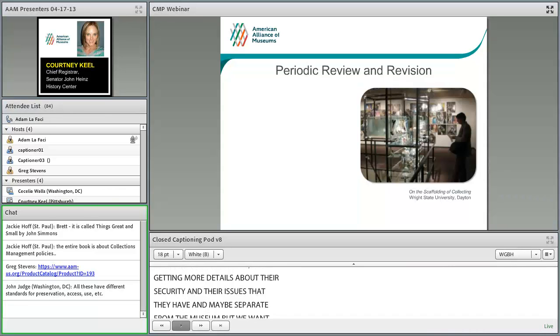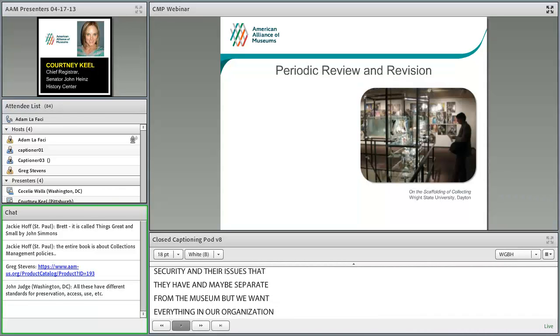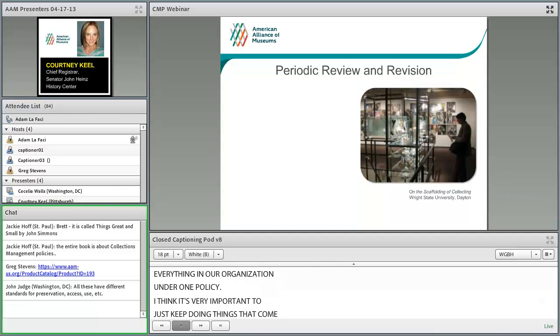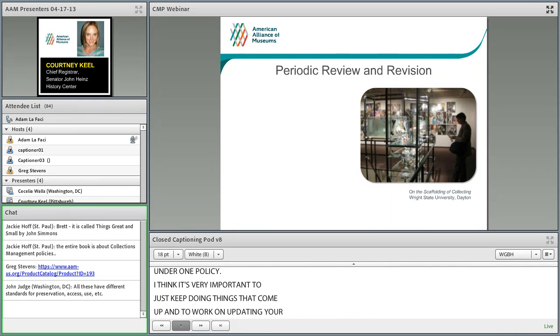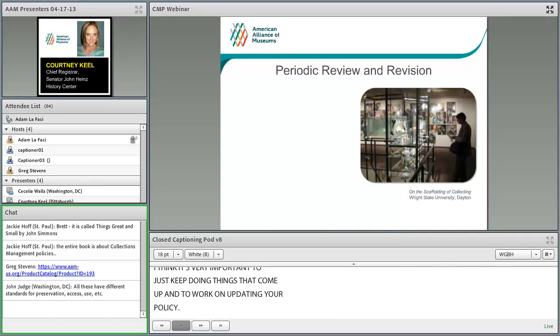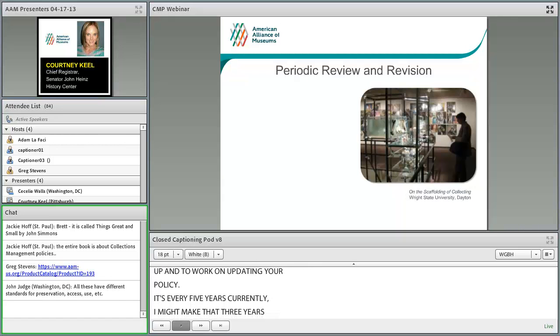But I think it's very important to keep notes when things come up, and to work on updating your policy whenever it fits for you. Ours is every 5 years currently. I might make that 3 years, just depending on how things go. But I really think it is important to just keep updating it.